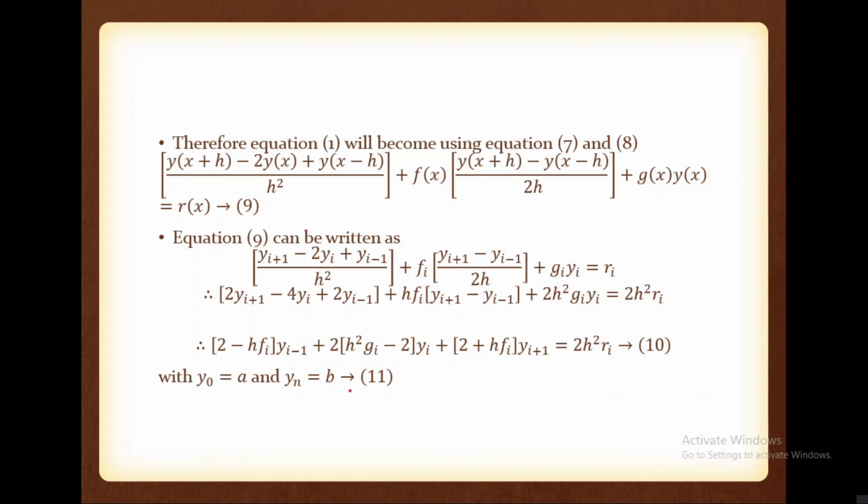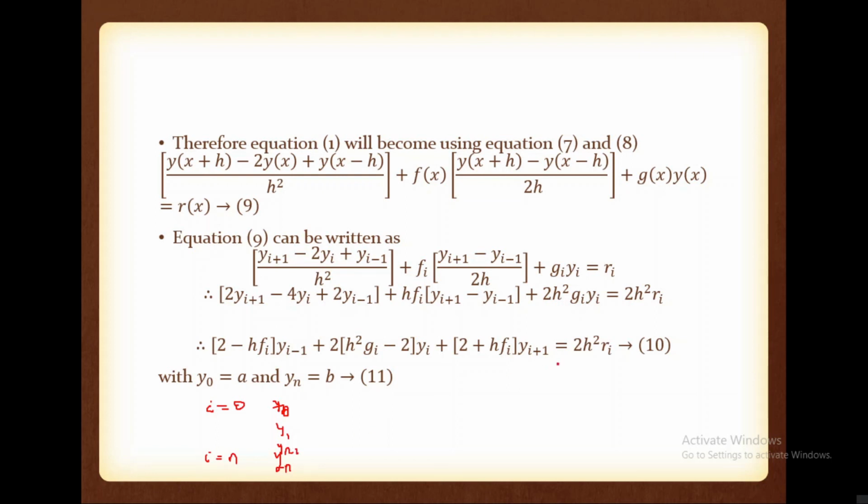Please note you have two values, y0 equal to a and yn equal to b. y0 means i equal to 0. If i equal to 0, we have y0. And if i equal to n, we have yn. Okay, so it means we have x0 and y0 and we have xn and yn. These two values are available. What is not available? y1 to yn-1, that is not available.